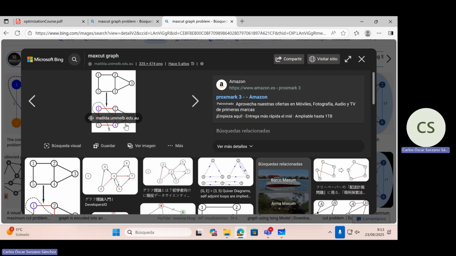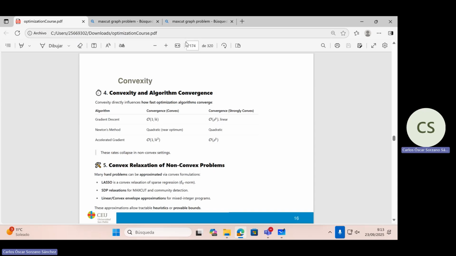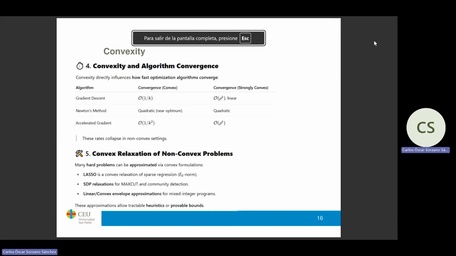So this max cut problem is, I think, a combinatorial problem too. It is NP hard, I think. I can check that. So this max cut is a combinatorial problem. Somehow it is related to community detection.